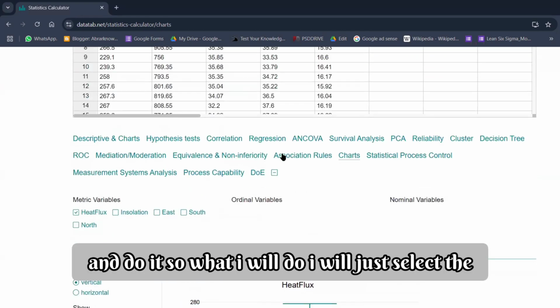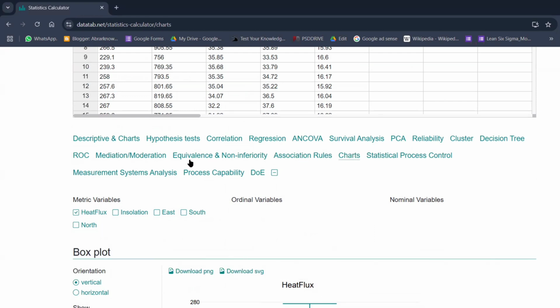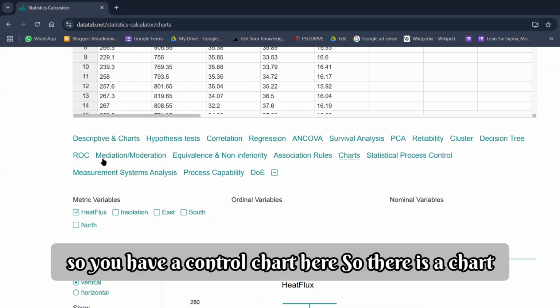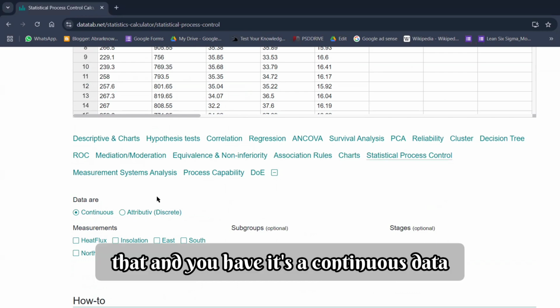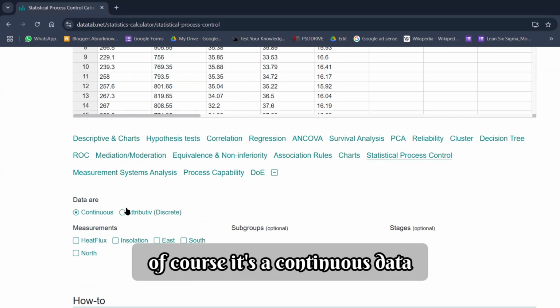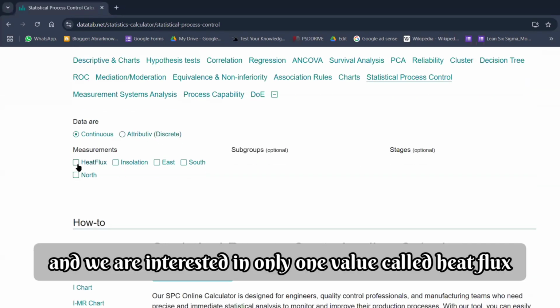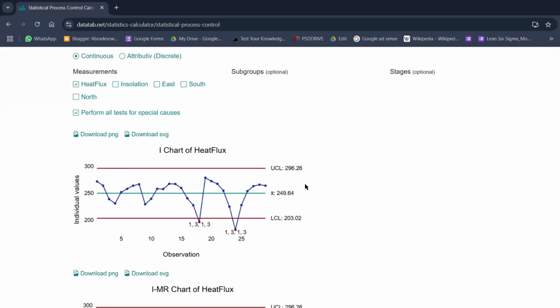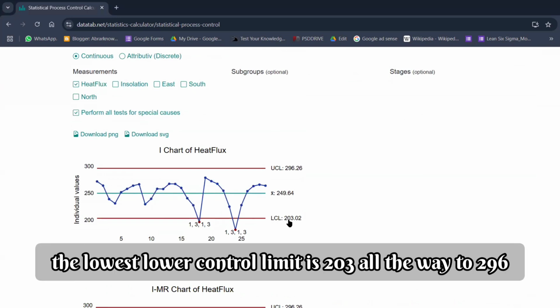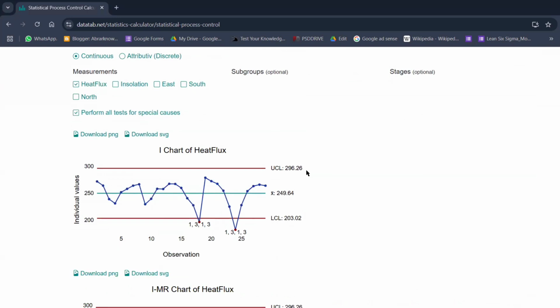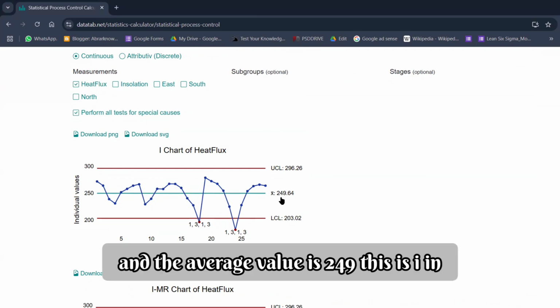So I will just select the chart called control chart. You have a control chart here. There is a chart and you have statistical process control, click on that, and it's continuous data. Of course it's continuous data, and we are interested in only one value called heat flux. The heat flux value is between the lower control limit of 203 all the way to 296, and the average value is 249.